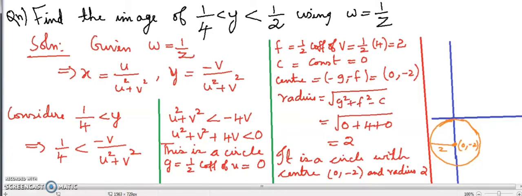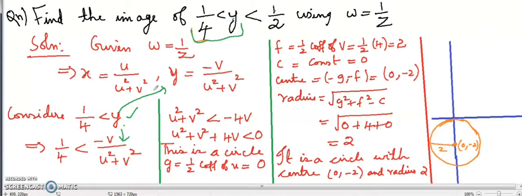So now let us take the first inequality, that is 1 by 4 is less than y. So I will give the explanation. Now 1 by 4 is less than, what is the y value? Minus v by u square plus v square. So instead of y I take minus v by u square plus v square. So this is the first part. I am considering the first part, 1 by 4 less than y, and we have to derive it. Then in the second case we have to consider y less than 1 by 2.